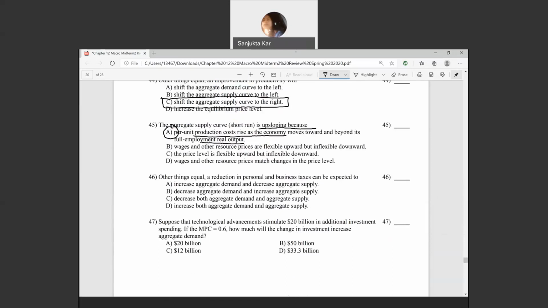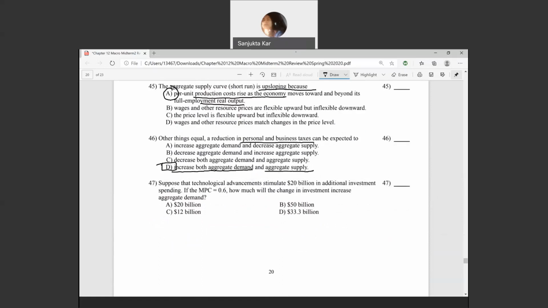Now question number 46 here. A reduction in personal and business taxes. This causes what? This is definitely going to increase aggregate demand and also increase aggregate supply. Okay.